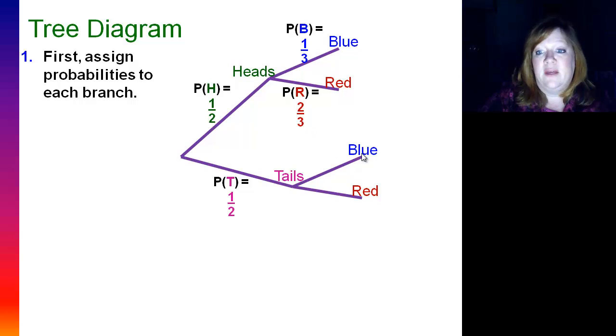For this one, you have a total of 4 balls. 3 of them are blue. So 3 out of 4 would be the probability of getting a blue ball here. And red is going to be 1 out of 4.